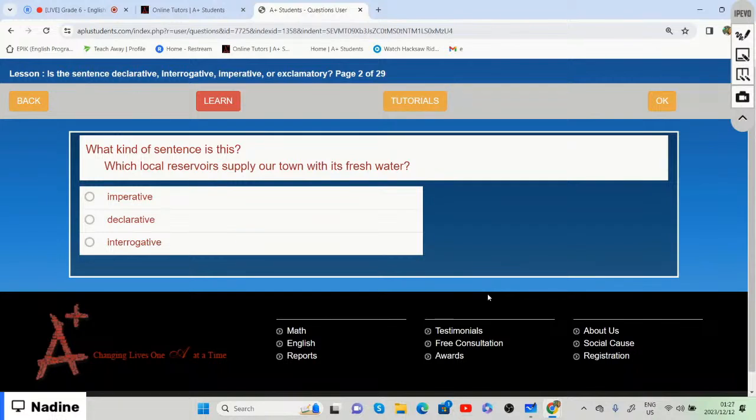So what kind of sentence is this? Which local reservoir supplies our town with its fresh water? Is this an imperative sentence? Is this a declarative sentence? Or is this an interrogative sentence?